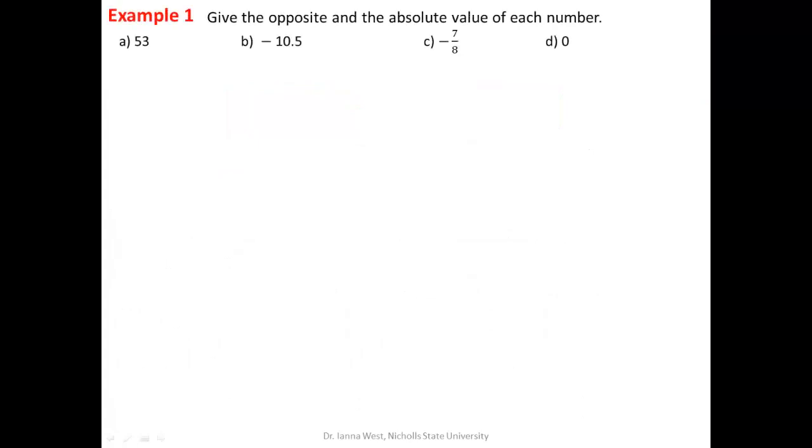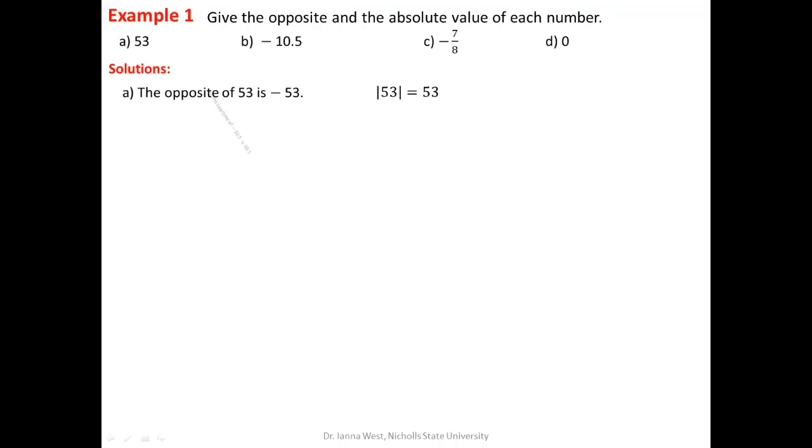We will now look at some examples. Give the opposite and the absolute value of each number. Remember, when a number has no sign in front of it, it is a positive number. So when we take the opposite of 53, we get -53. When we take the absolute value of 53, that's going to be +53. Remember, when you take the absolute value of any number, the result will be a positive number.